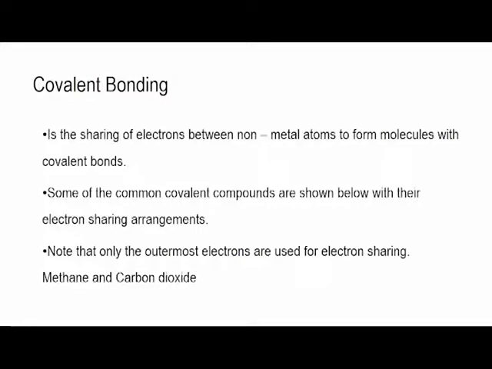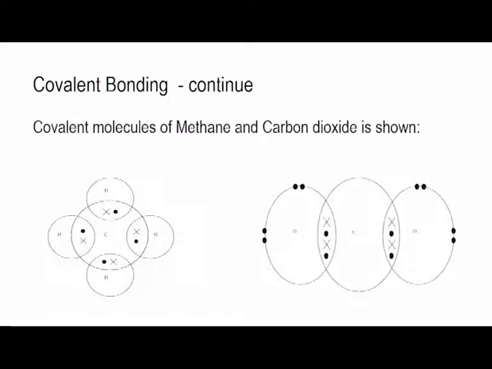The next slide shows the covalent bonding in methane and carbon dioxide. On the left-hand side, we have the methane structure. One carbon atom and 4 hydrogen atoms are sharing electrons to obtain full outer shells. For carbon dioxide, on the right-hand side, 2 oxygen atoms are sharing electrons with one atom of carbon in order to obtain full outer shells.